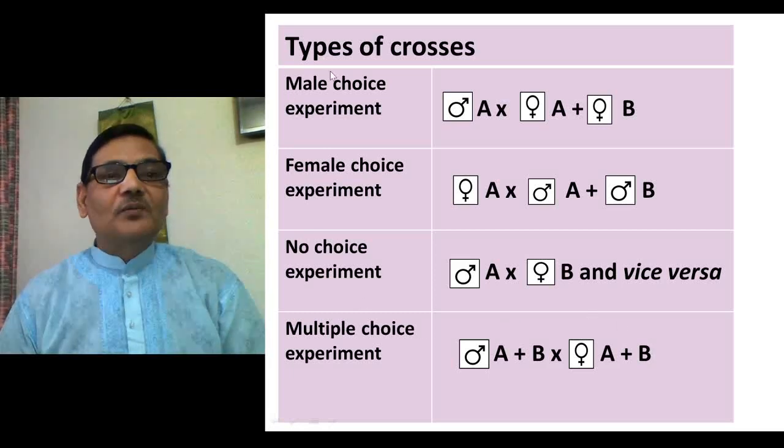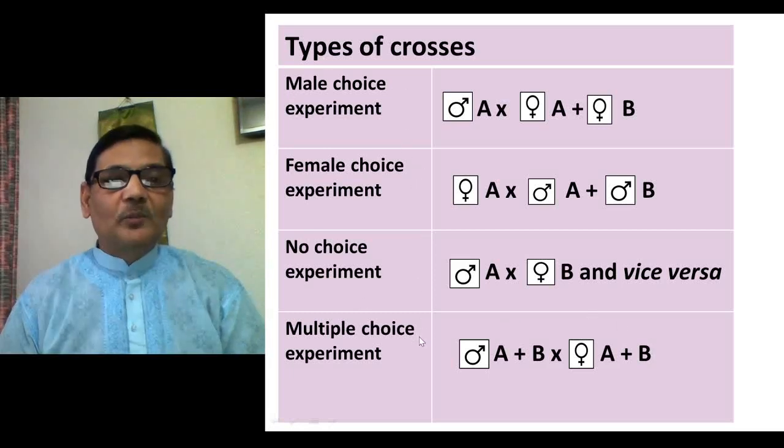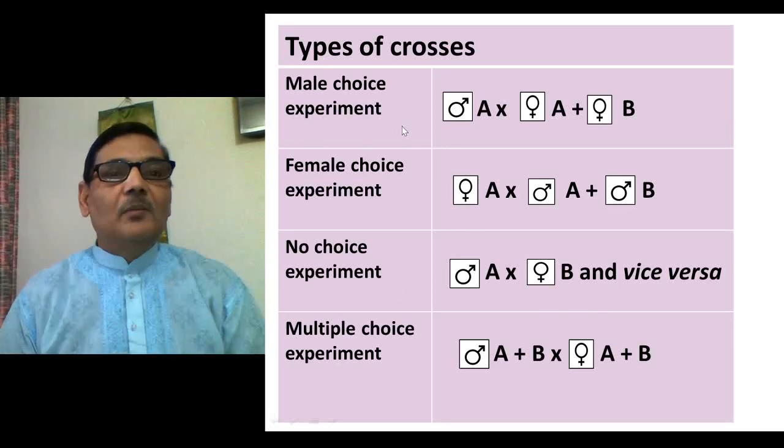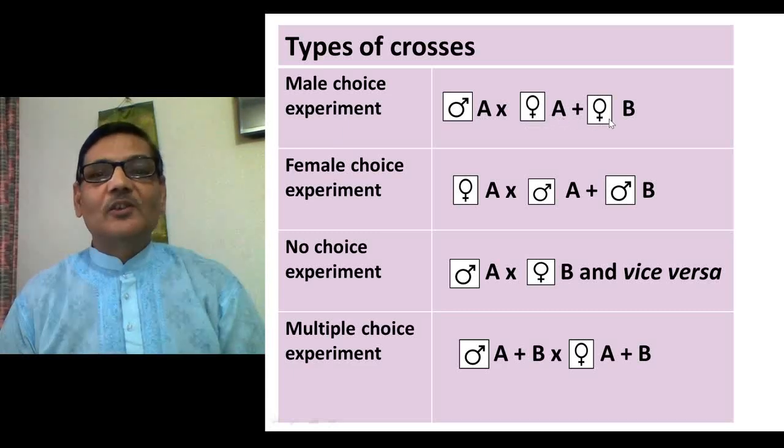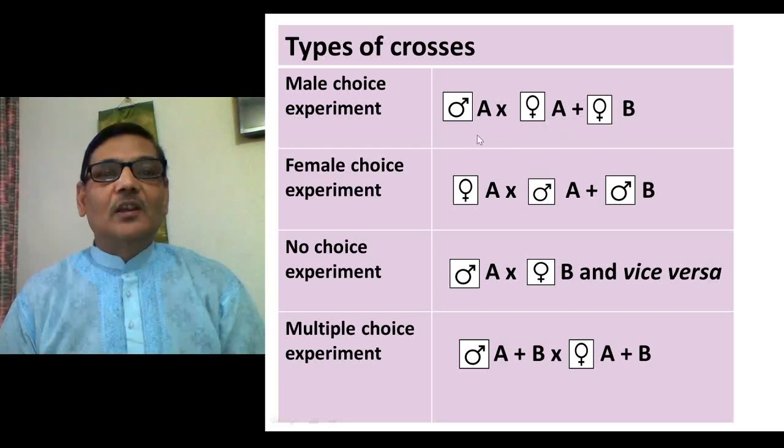So these four different kinds of experiments could be set up, but we prefer to set up the first one. Most often we use this male choice experiment, in which we take male of one species, like we take male of Drosophila bipectinata, and then we keep females of Drosophila bipectinata as well as malerkotliana, and see what amount of mating occurs among them.